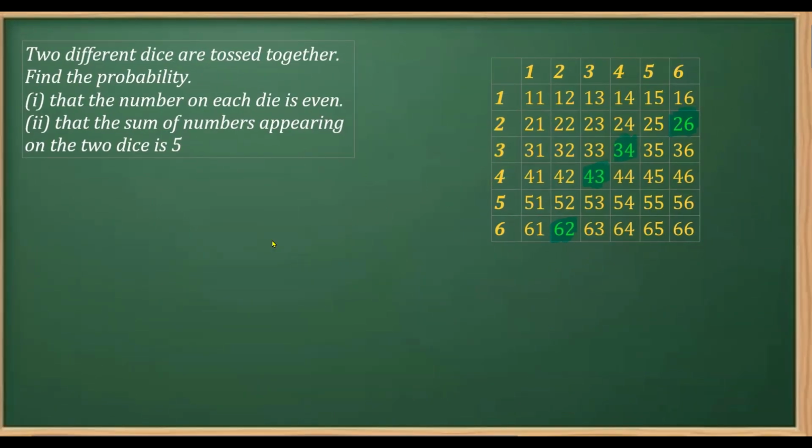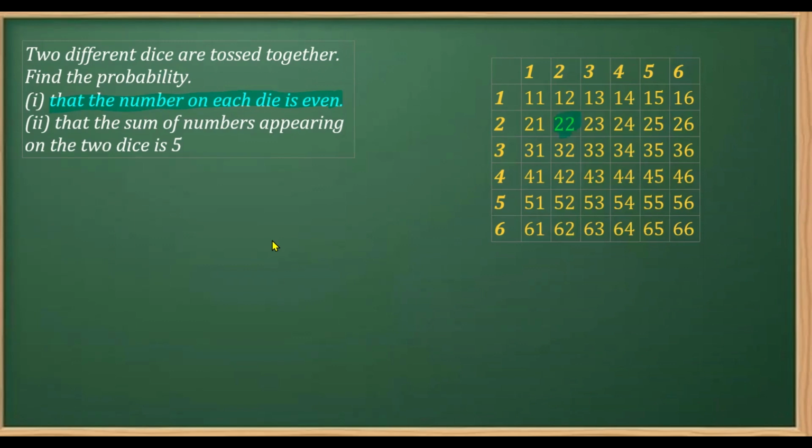Same as tossing 2 dice. The sum of the number on each dice is even. So both of them have to be even. Sorry, both of them are even. So that's what? 2, 2.